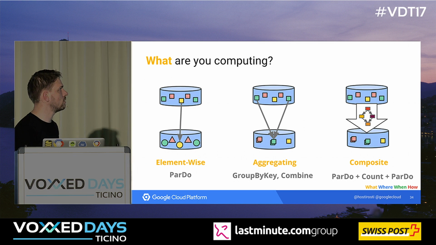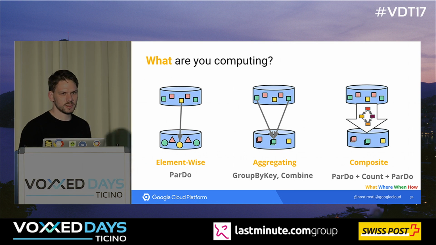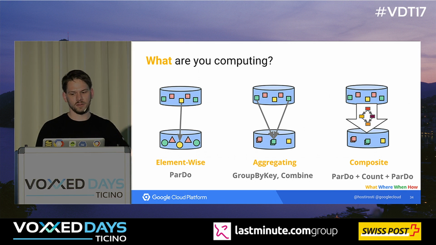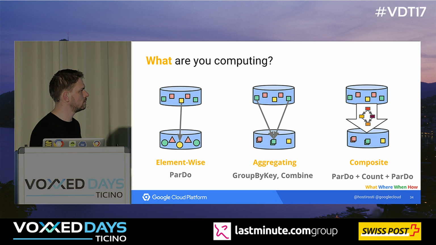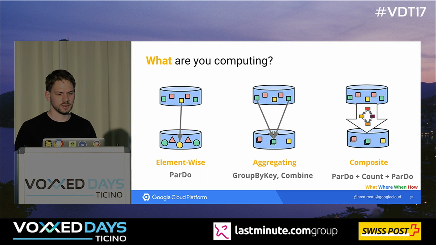All right, so let's start with the what. The what is very familiar to the ones that have used MapReduce. You can basically do a parallel do on elements. You can aggregate. You can do composites of aggregations and element-wise transformations.